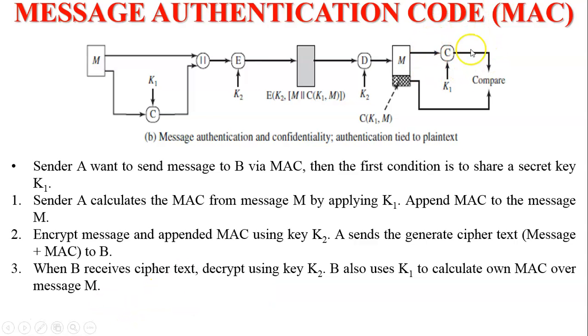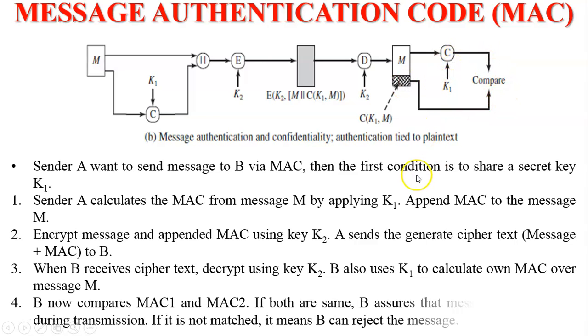Now here you can see this MAC is generated with the help of key K1 and compared with the appended MAC. B now compares MAC1 and MAC2. If both are the same, B is assured that the message is not altered. If there is no alteration, it means the message is original. If both are not the same, B can reject that message.